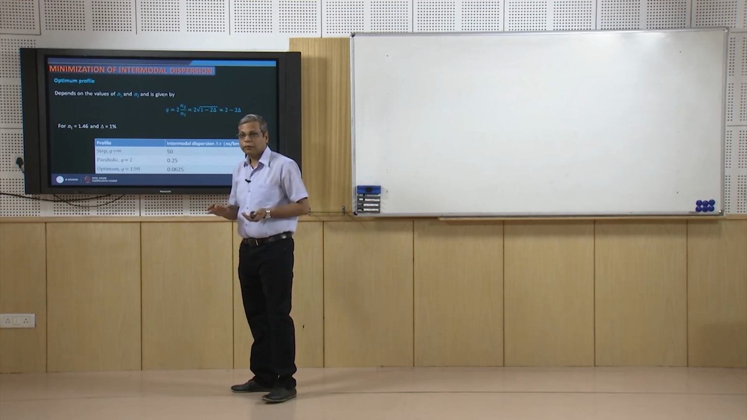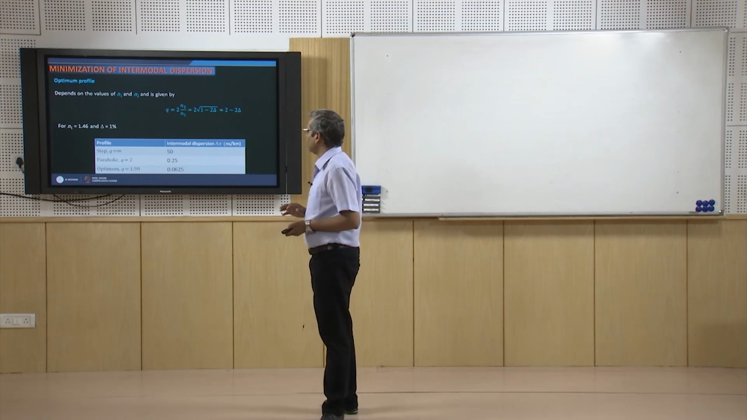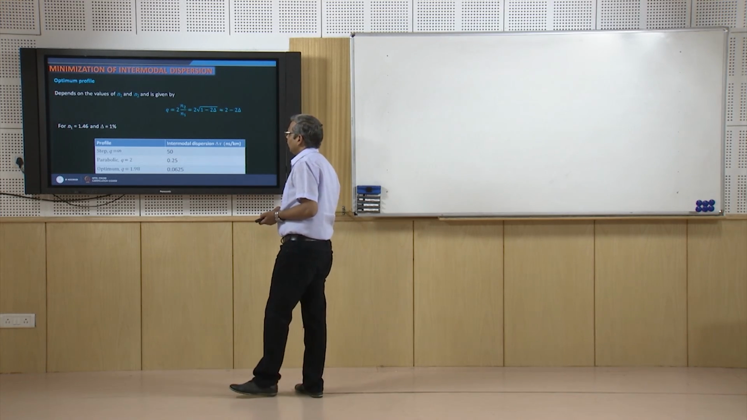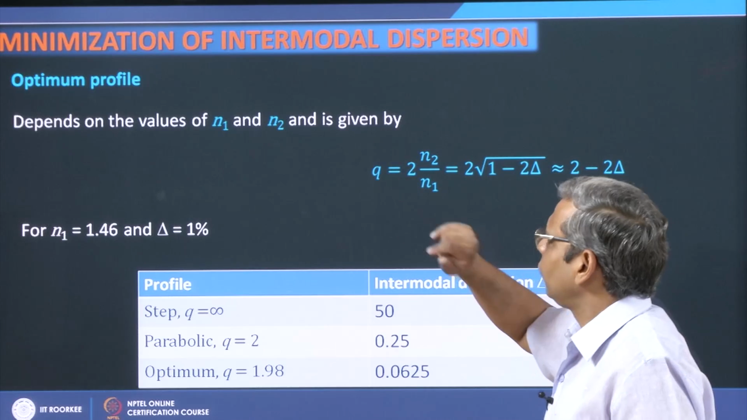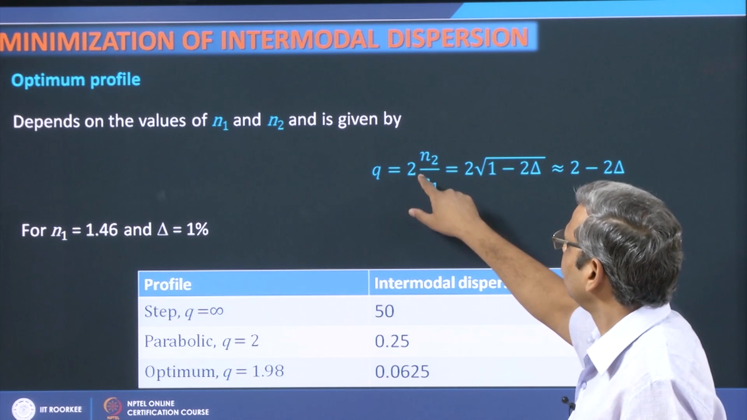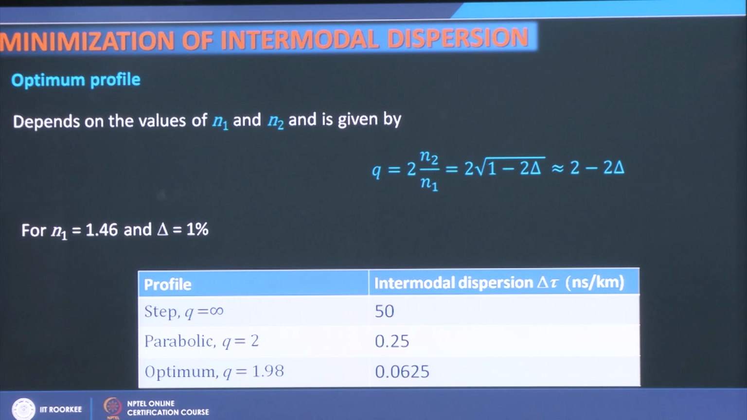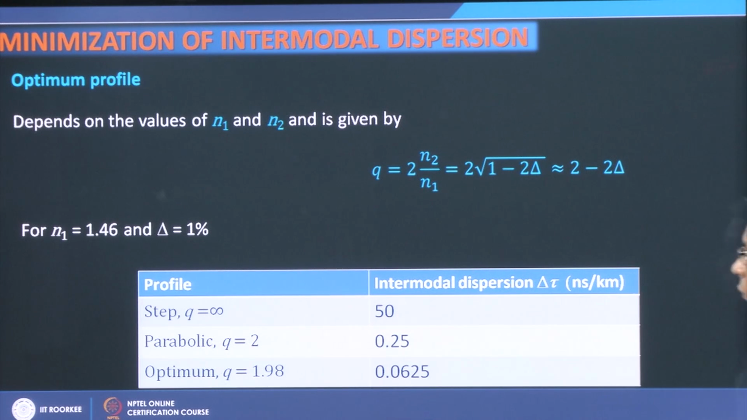I can also find out the optimum profile, the optimum value of q for which my intermodal dispersion would be minimum, and it can be shown that this optimum profile depends upon the values of N1 and N2, and it can be given by 2 times N2 over N1 or approximated by 2 minus 2 delta.